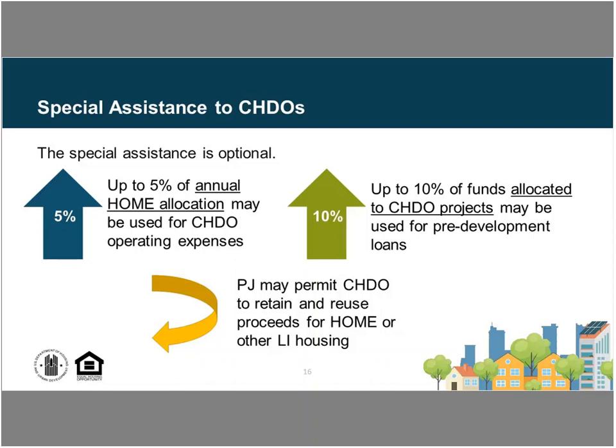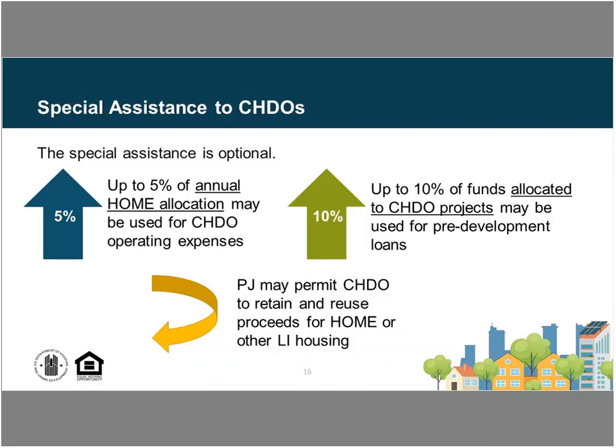The second thing that is a form of special assistance that's only available to CHDOs is that up to 10% of the funds that a PJ allocates to CHDO projects may be used for pre-development loans. They fall into two categories. Les will be commenting on them. The important thing here is that these are potentially forgivable loans if the project doesn't go forward, so it's a way to provide some upfront project planning assistance to CHDOs as they try to pull projects together.